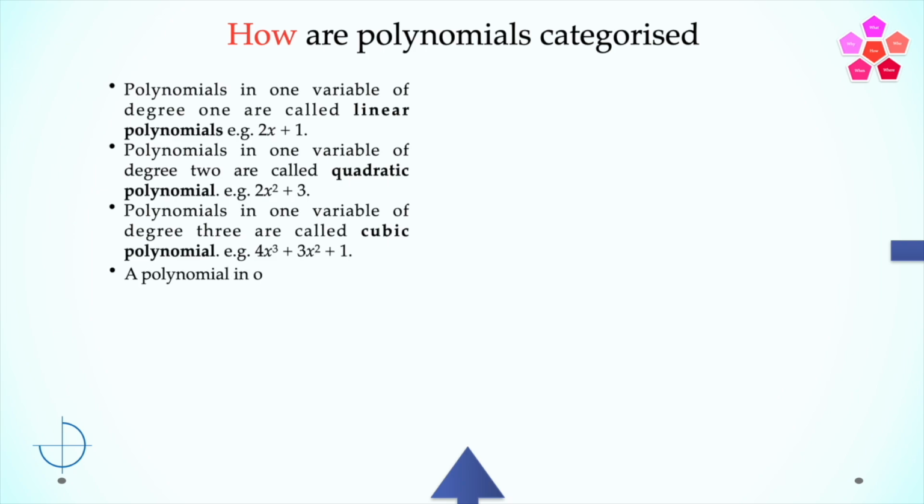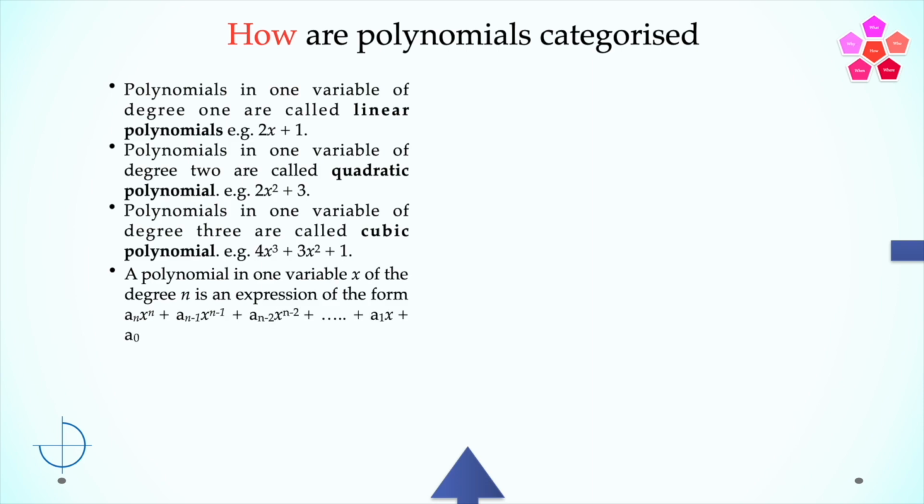A polynomial in one variable x of the degree n is an expression of the form a_n into x raised to the power of n plus a_(n-1) into x raised to the power of n minus 1, and so on till a_0 into x raised to the power of 0, which is actually equal to 1. Here, a_0, a_1, a_(n-1) and a_n are all constants, and a_n cannot be 0. That is, the coefficient of the expression x raised to the power of n, which is a_n, cannot be equal to 0.